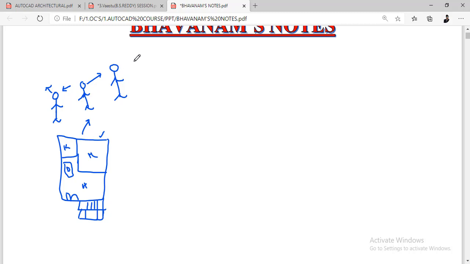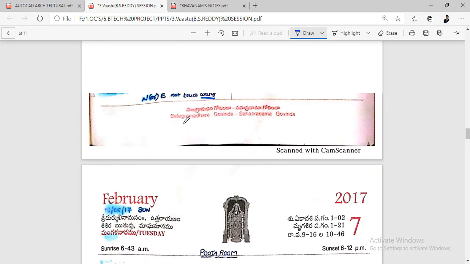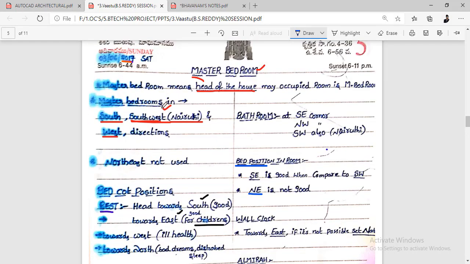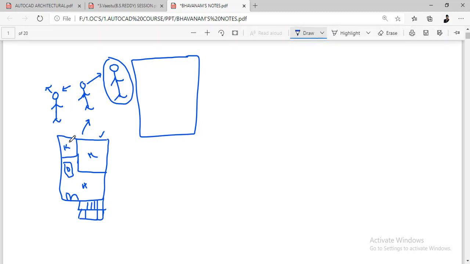If this pujari knows some vastu rules, and what are the rules: puja needs to be placed in the northeast, the bedroom needs to be placed in the southwest, and the kitchen needs to be placed in the southeast. The pujari knows these things. Pujari may know more than us, but at least he knows the key concepts. So if you don't provide the key concepts, say somewhere in the northwest side you place a kitchen, and in the south, somewhere in the east, southeast, you provide a master bedroom.